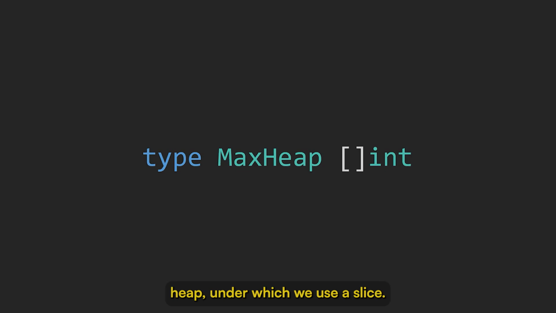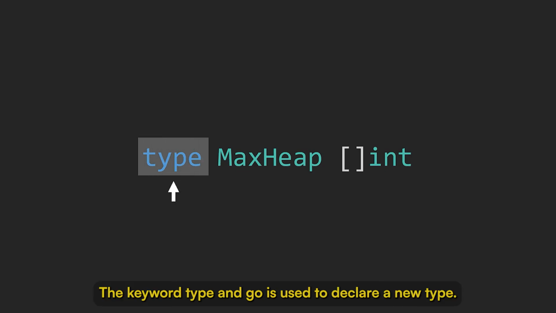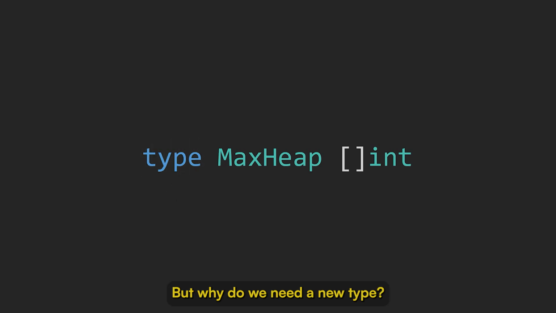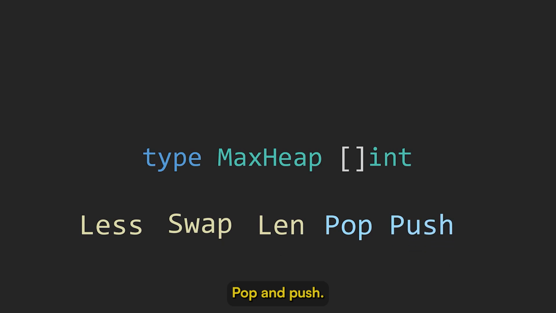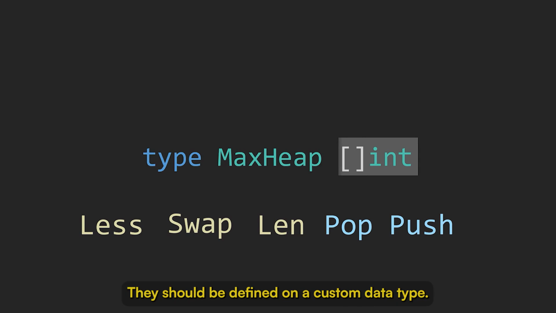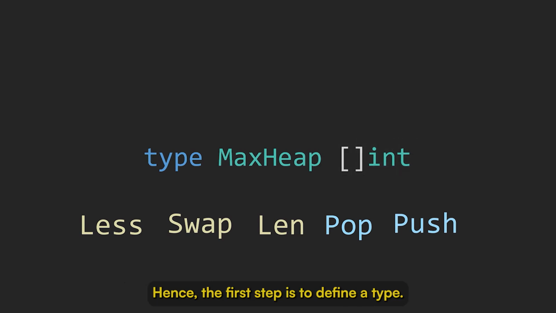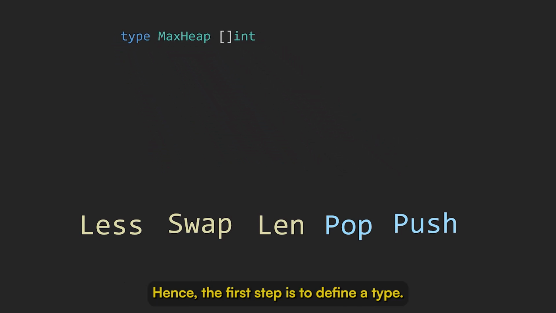In the first step, we define our own type MaxHeap, under which we use a slice. The keyword type in Go is used to declare a new type. But why do we need a new type? Why can't we just use the integer slice itself? Well, this is because the custom methods that we want on a type, which are less, swap, len, pop, and push, we can't define them on a built-in data type in Go like a slice. They should be defined on a custom data type, hence the first step is to define a type.